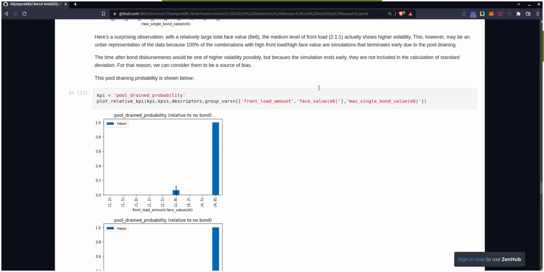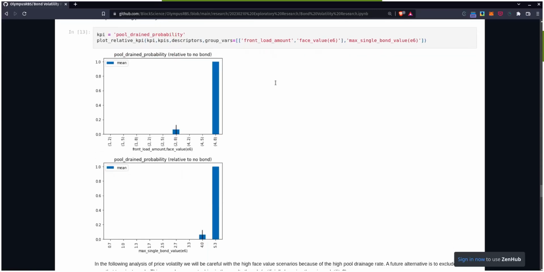So this might be a surprising observation: with a relatively high total face value, the medium level of front load actually shows higher volatility. But this, however, is an unfair representation of the data, because all of the combinations with high front load amount and high face value are simulations that terminated early due to the pool draining.